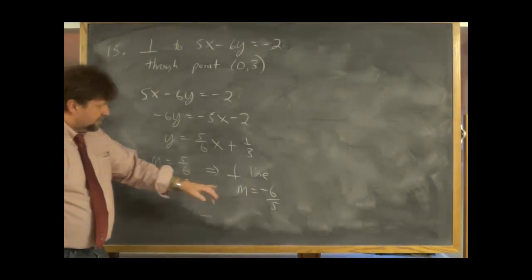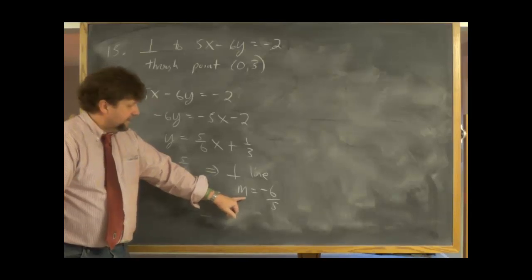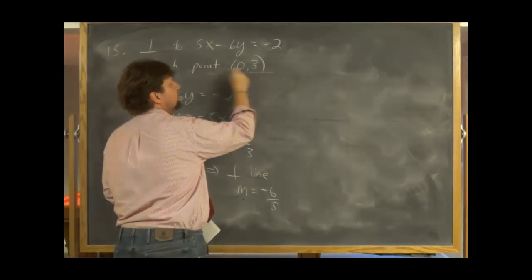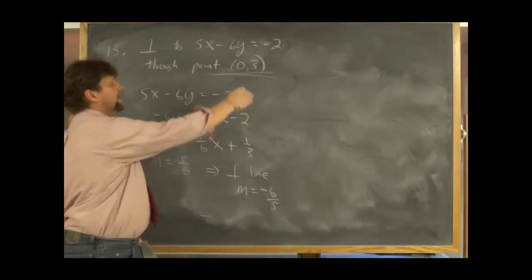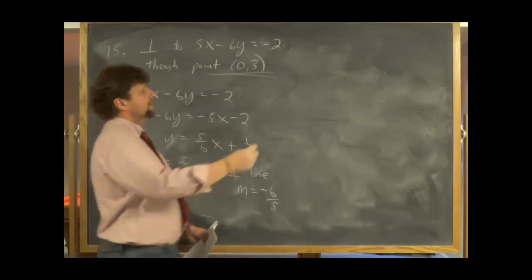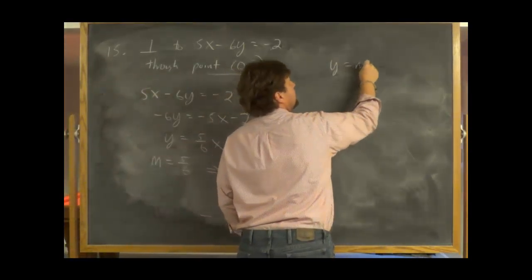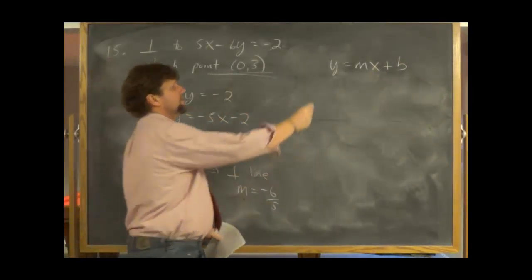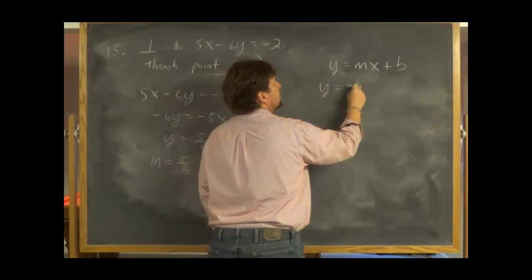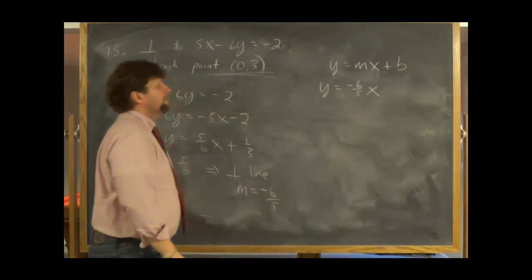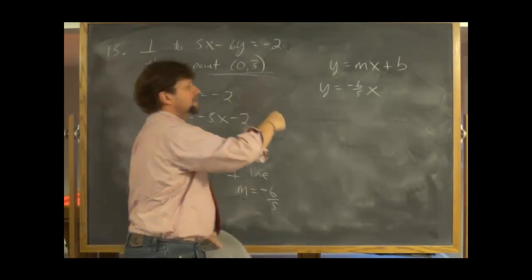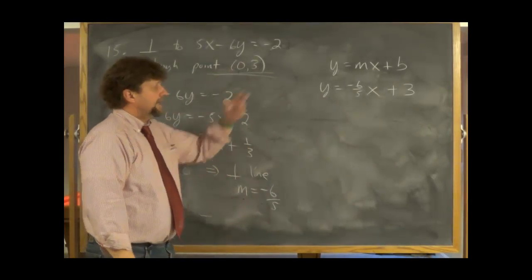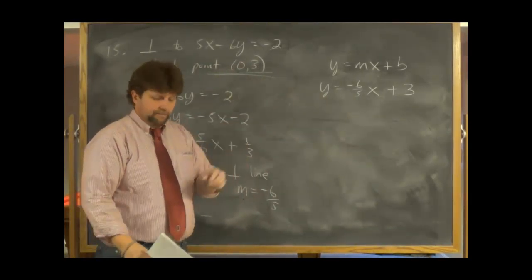So now that I know the slope of the line I'm trying to find is -6/5, I now look at this bit of information. It has to go through the point 0, 3. That's the y-intercept. So if I just use my slope-intercept form, I know the slope has to be -6/5, so I put -6/5 in for the slope. The y-intercept is 3, so b is 3. So that's the equation of the line in slope-intercept form.